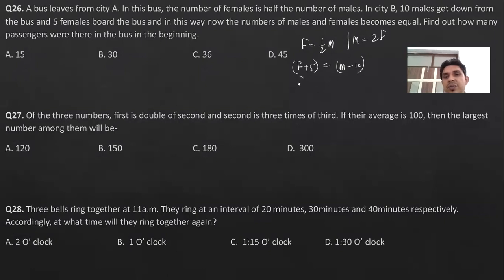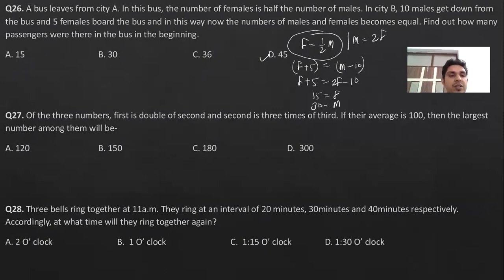Just put the value of m in this equation. This will be m is equal to 2f, so this will be 2f minus 10. If we place it here, this will be 15 is equal to f. That means the value of f will be 15. And if we place the same value for male, we just put the value of f in this equation, and this will be 30, right? So the total number of passengers will be 45, right?